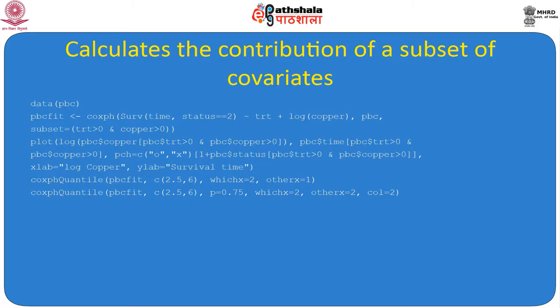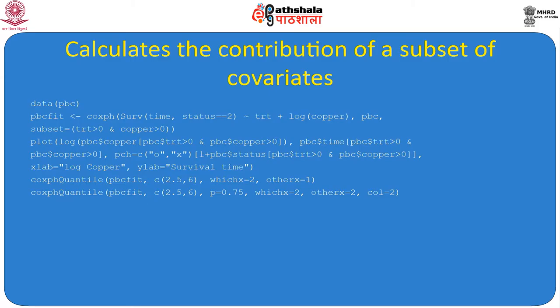So these functions relate survival to the covariates. Again we call the data PBC, then pbcfit, and use the coxph function. Like the earlier functions, we put Surv of time and status, where status 2 is considered, with treatment and log of copper, comma PBC. As a subset, those with treatment coded as 0, 1 and 2 are used, so those coded more than 0 are considered here, and copper also greater than 0 is considered as the subset.